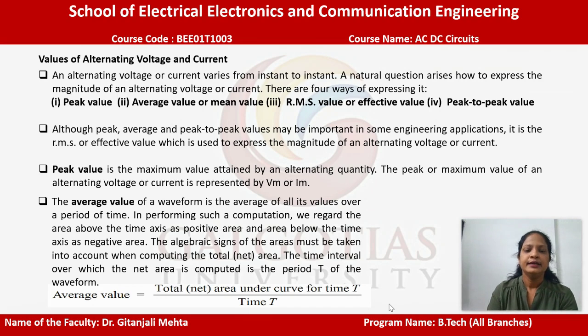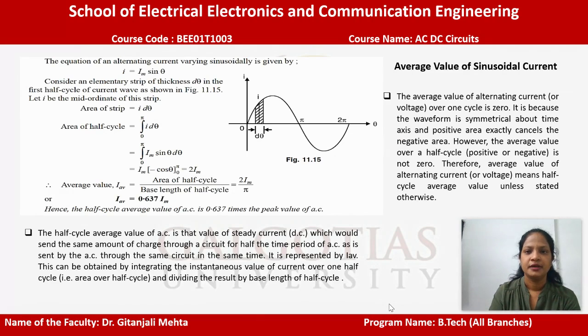The time interval over which the net area is computed is the period T of the waveform. So average value is the net area under curve for time T divided by the total time T. The average value of alternating current or voltage over one cycle is 0. It is because the waveform is symmetrical about time axis and positive area exactly cancels the negative area.